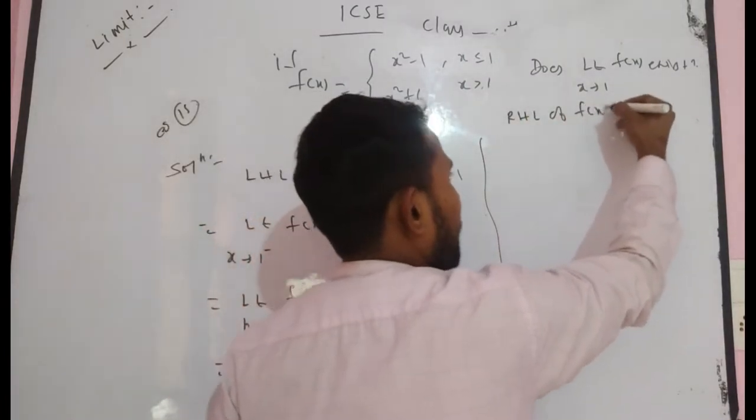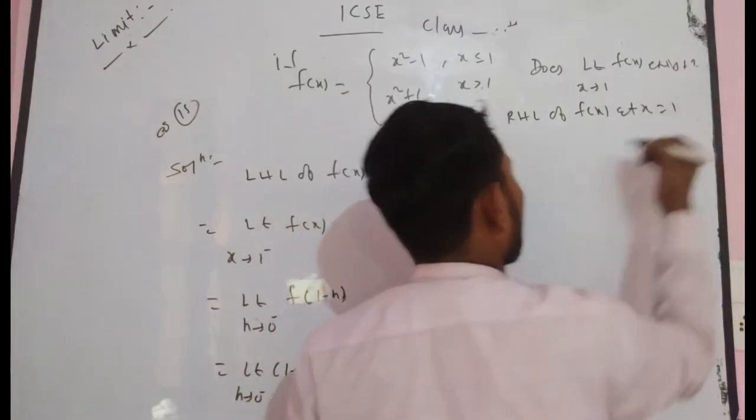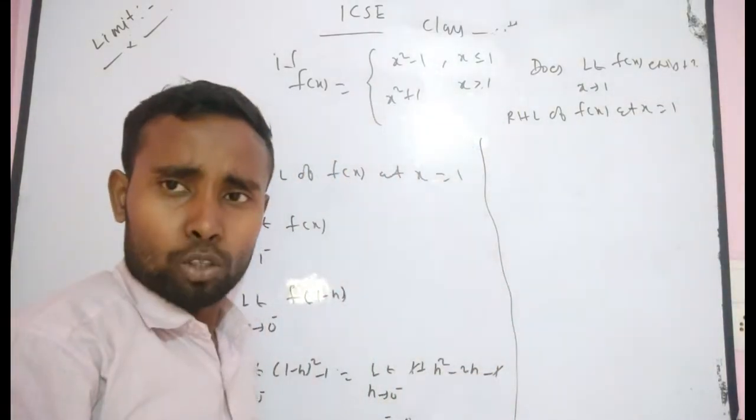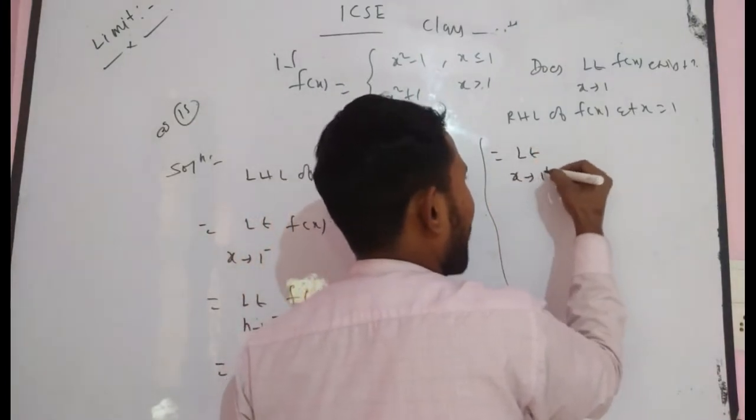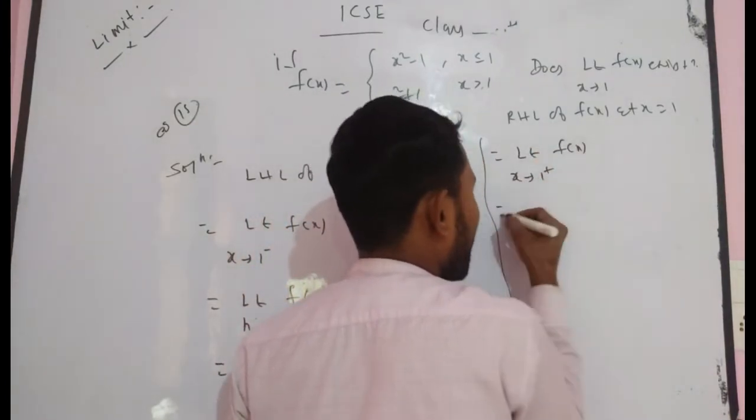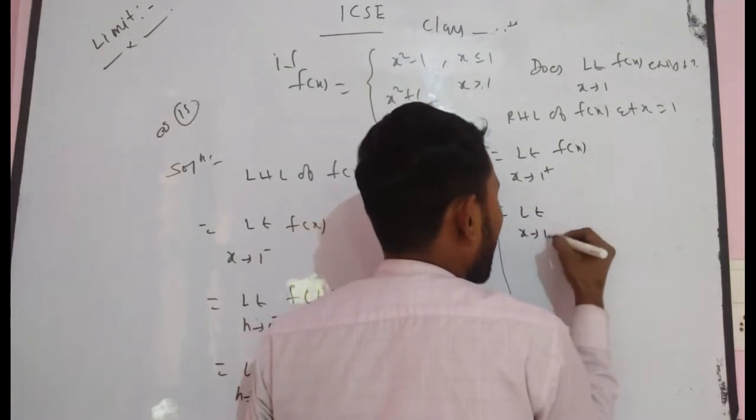RHL of f(x) at x equal to 1. If you find RHL of f(x) at x equal to 1, what do you get? It will be limit x tends to 1 from right hand side f(x), which will be limit x tends to 1 from right hand side.